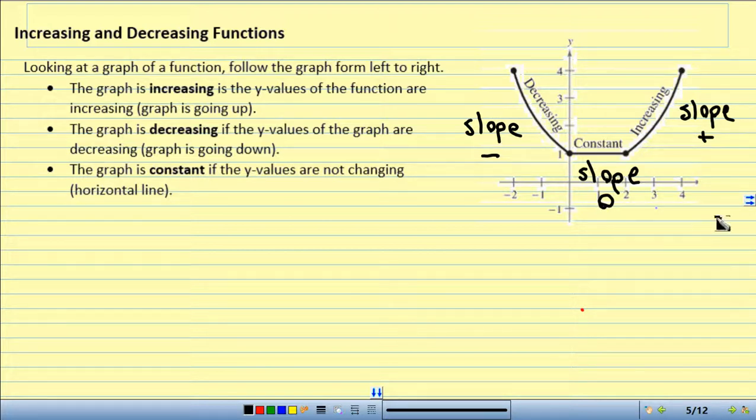Now, you're just like, what do you mean? This doesn't have a slope because it's a curve. Well, what you do is make tangent lines, and tangent lines are lines that cross the graph in one point only. So if you make tangent lines on this graph, you'll notice that the slopes of these tangent lines are negative. And that's what I'm talking about. So the slopes of the lines that touch the graph are negative. That's why it's decreasing. Or shall I say that's an indicator that it's decreasing.